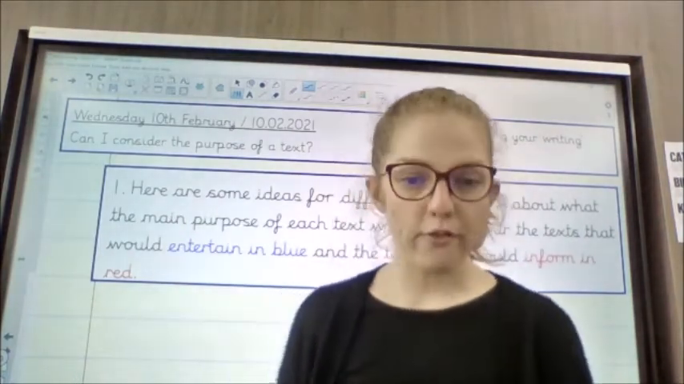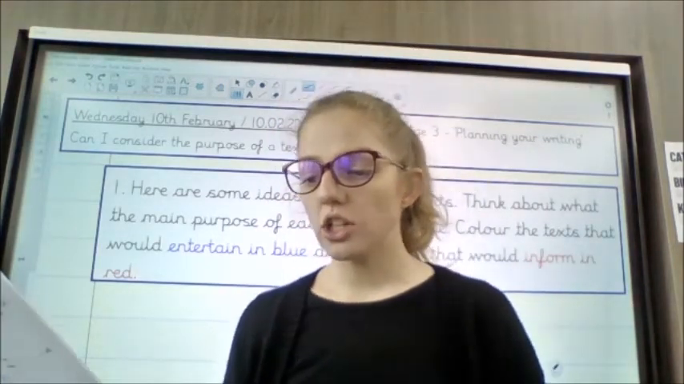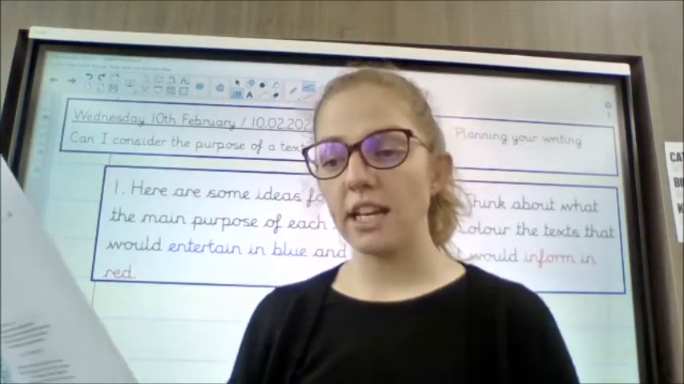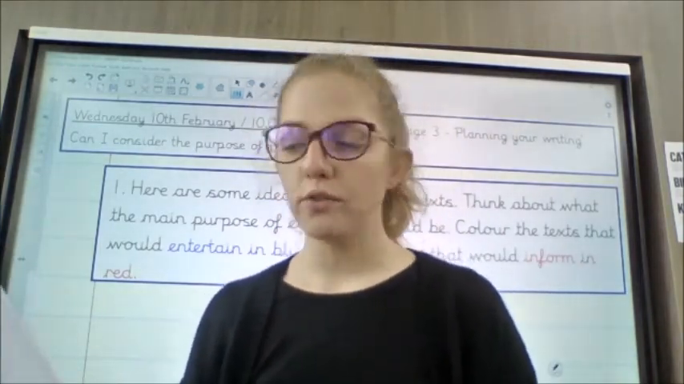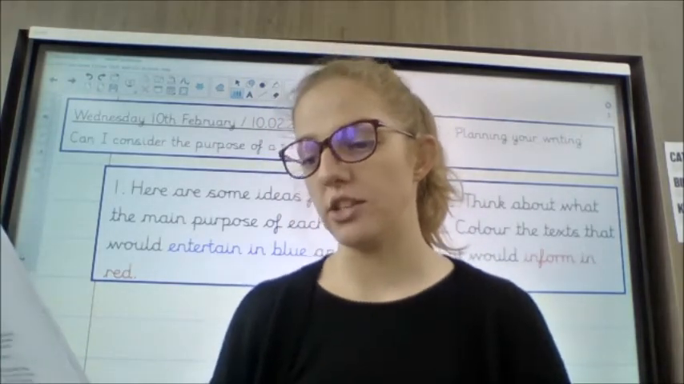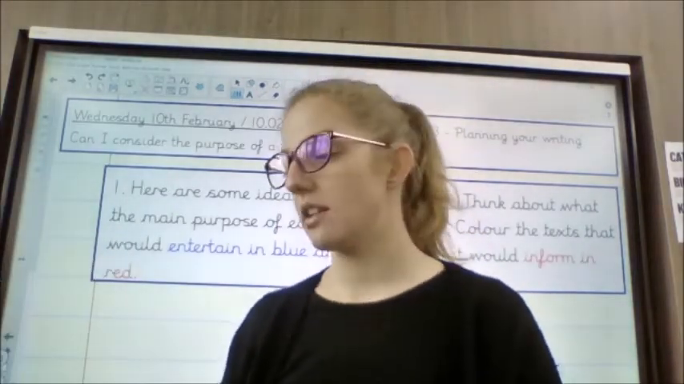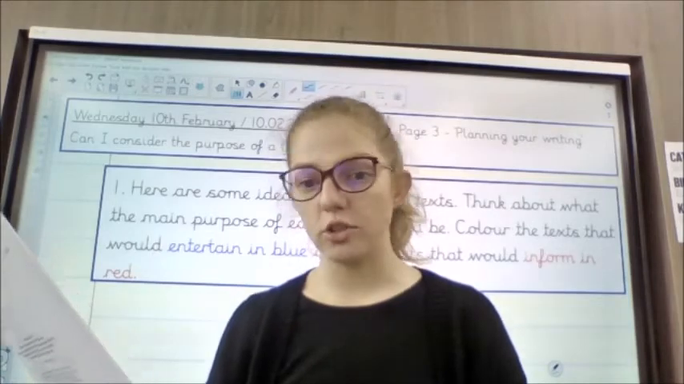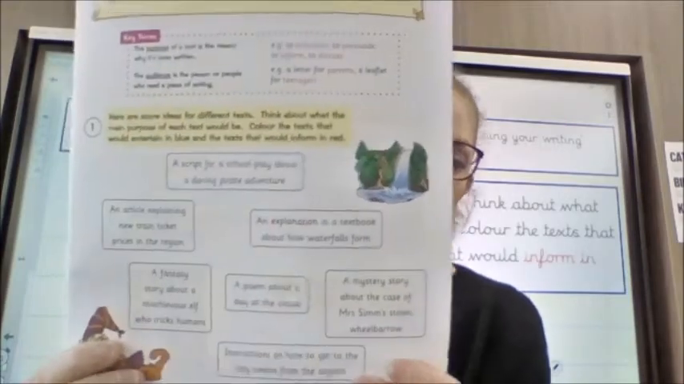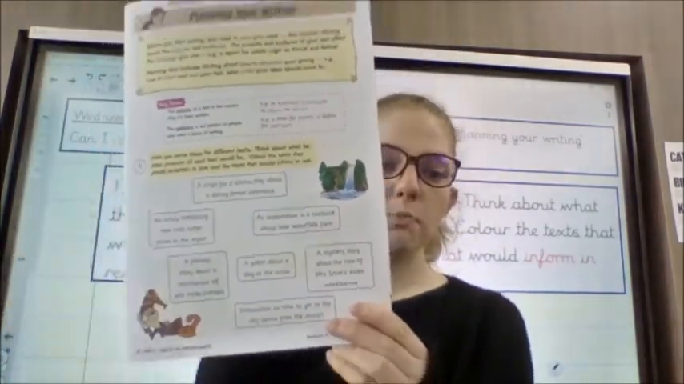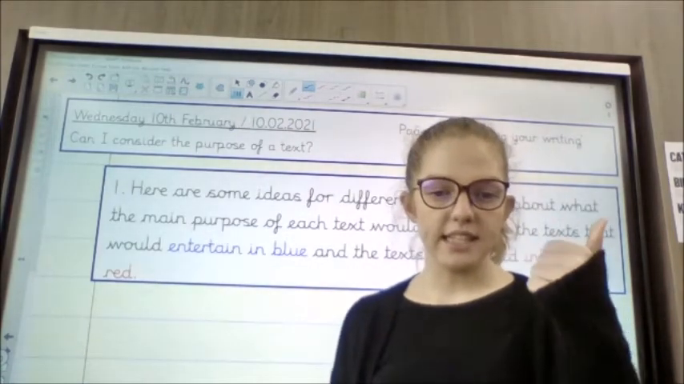So the choices that you have got are a script for a school play about a daring pirate adventure, an article explaining new train ticket prices in the region, an explanation in the textbook about how waterfalls form, a poem about a day at the circus, a fantasy story about a mischievous elf who tricks humans, a mystery story about the case of Mrs. Sims' stolen wheelbarrow, and instructions on how to get to the city centre from the airport. So your job is to colour each bubble using either blue or red and deciding about whether it entertains or informs.